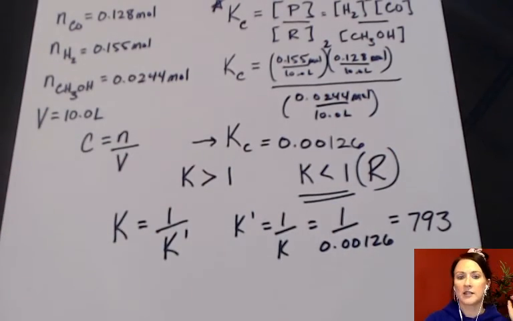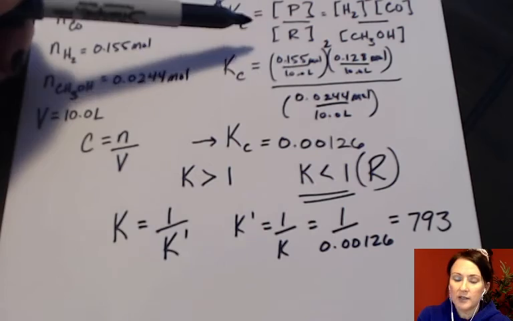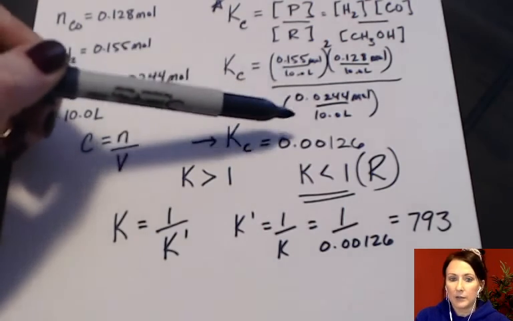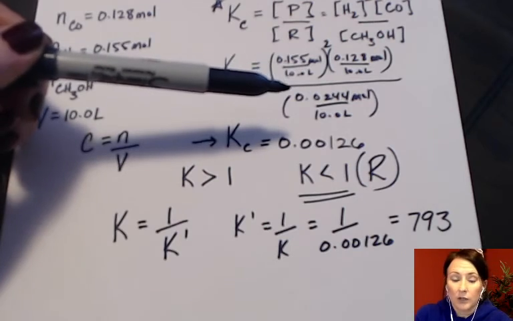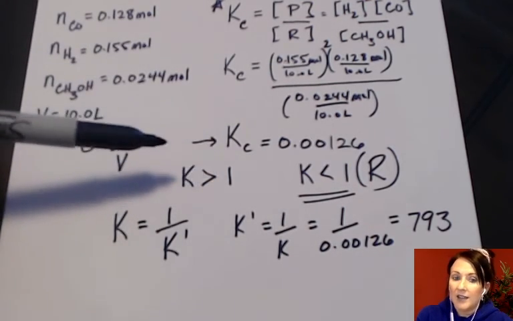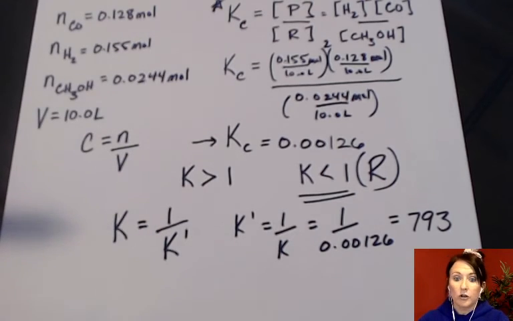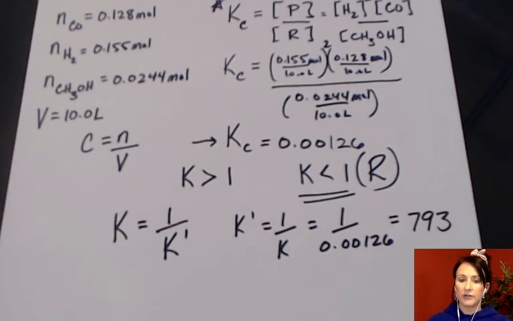Now there are a couple of other examples in the workbook that you can try. You should definitely try writing your K expressions, and then practice putting in examples of different concentrations for these particular equilibriums. You could make up your own if you like, and just see what you're going to get for K, determine are they reactant or product favored, and then calculate your K reverse. All very good examples to practice for your upcoming quiz and your final exam.